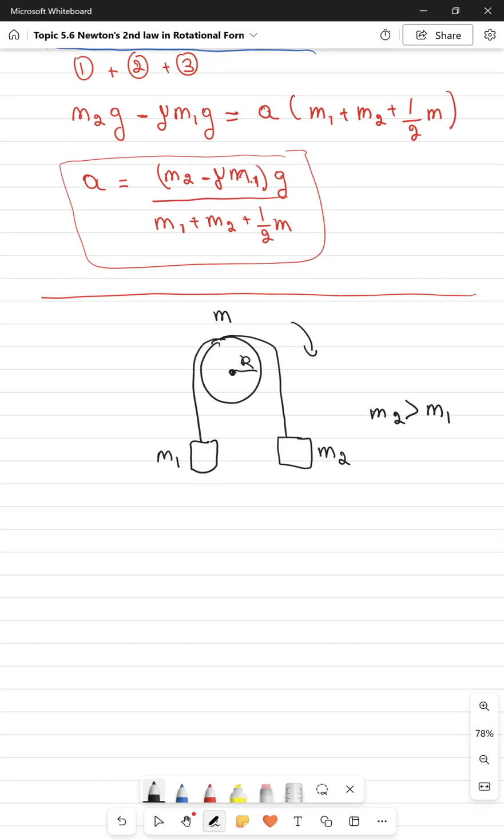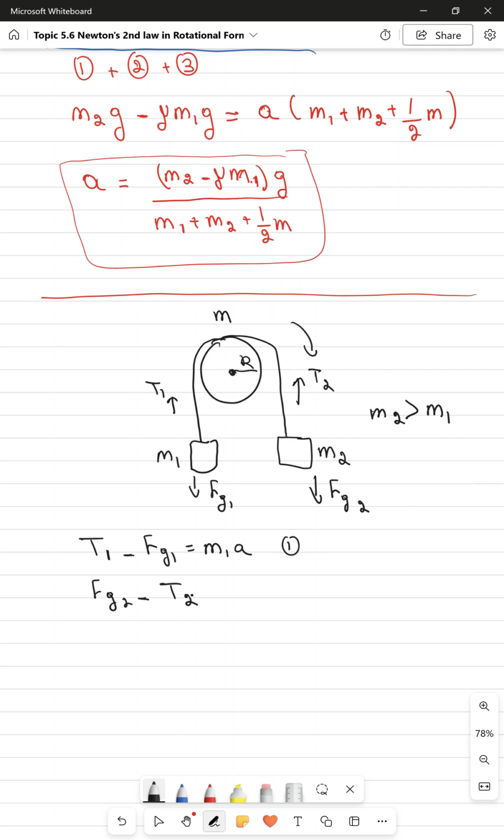Again, we are going to start with Newton's laws. Here I have T1, we have FG1, we have T2, and we have FG2. So what do we have? Again, T1 minus FG1 equals M1 times A. That's the first equation. FG2 minus T2, since it's going downward, is equal to M2 times A. That's 2.